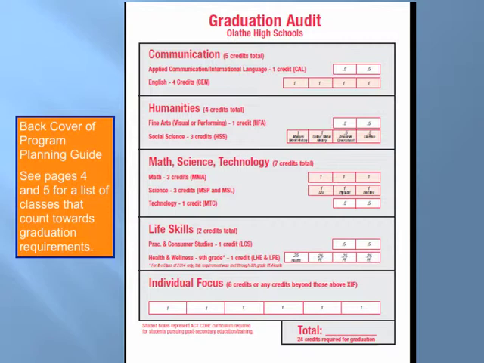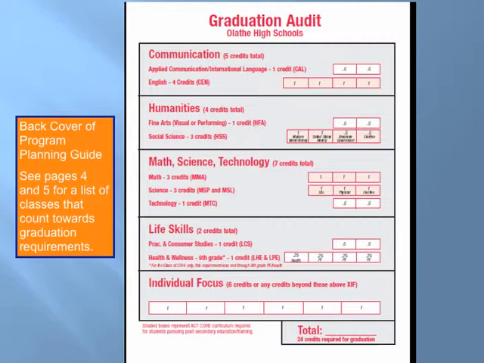These courses may be in business, family and consumer sciences, and technology. Students are required to complete 1 quarter of health and 3 quarters of credits in physical education. The final category listed is that of individual focus. This category will be fulfilled with courses that you take beyond the minimum credit requirements listed above.